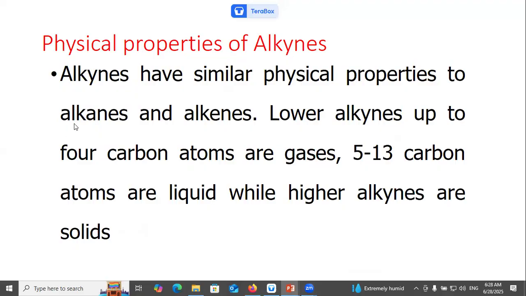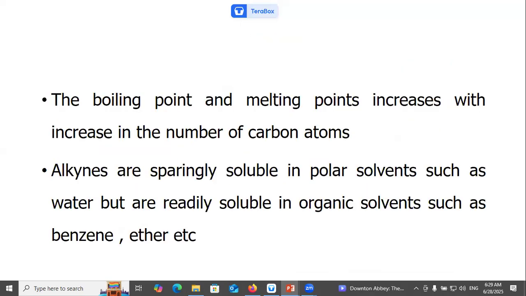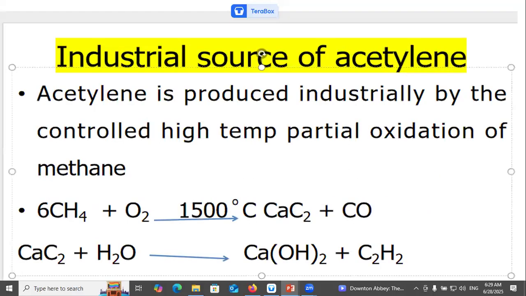Physical properties of alkynes. Alkynes have similar physical properties to alkanes and alkenes. Lower alkynes up to 4 carbon atoms are gaseous, 5 to 13 carbon atoms liquid, while higher alkynes are solids. The boiling point and melting points increase with increase in the number of carbon atoms. Alkynes are sparingly soluble in polar solvents such as water, but are readily soluble in organic solvents such as benzene, ether, etc.